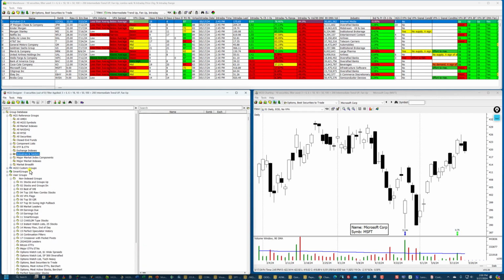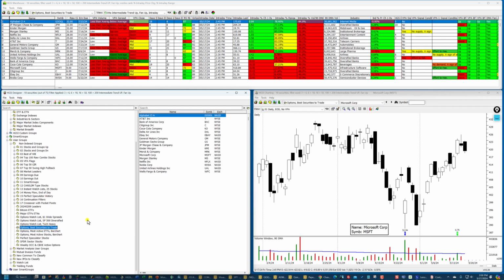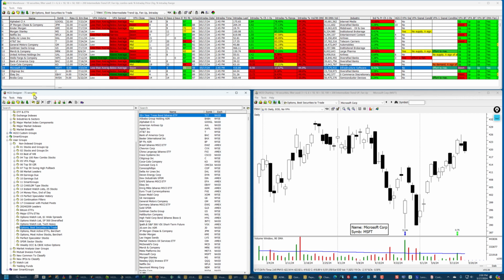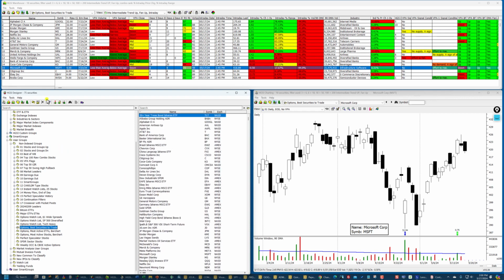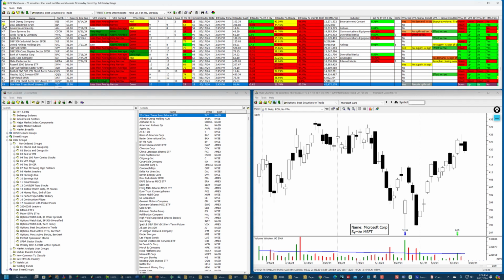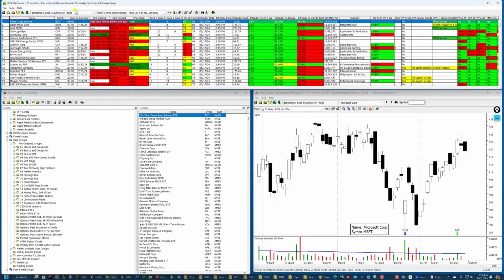Okay, and next I'm going to go into my non-index files, and this time I'm going to go down to Options, Best Securities to Trade, because these are very liquid options, much more so than the options I pulled out of bar charts. If I take the filter off by holding my Shift key, you can see there's 75 securities to choose from, and they're not only stocks, they're ETFs. So I'm going to click through to the warehouse view. You can see that it's best securities to trade up here.